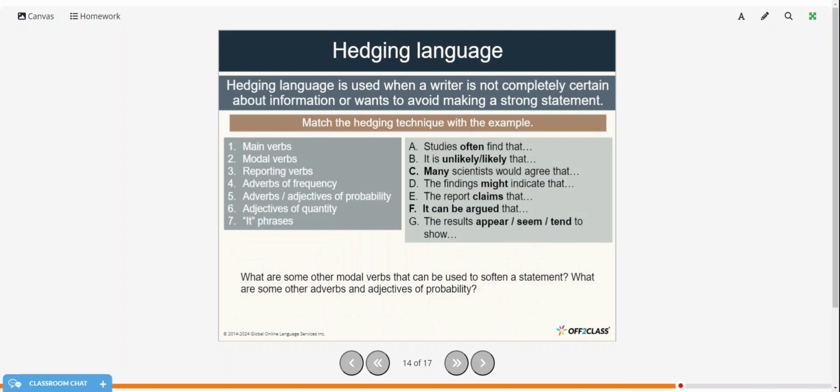Now, hedging language is used when a writer is not completely certain about information or wants to avoid making a strong statement. So match the hedging technique with the example. You can try that on your own and then restart when you're ready to check your answers.